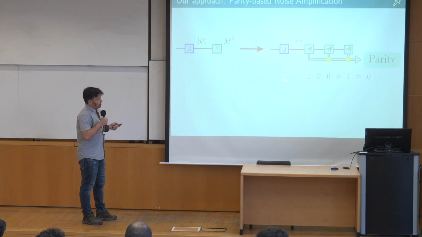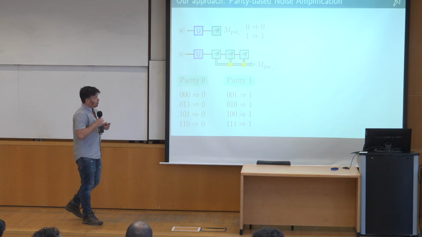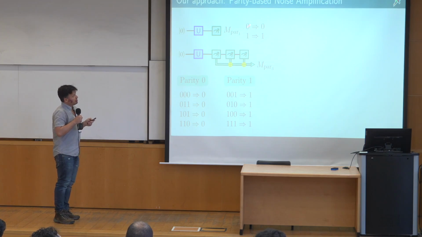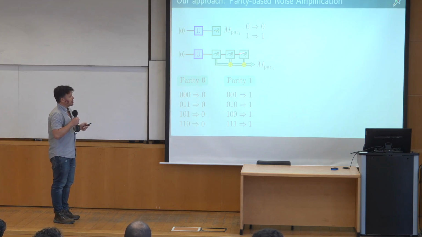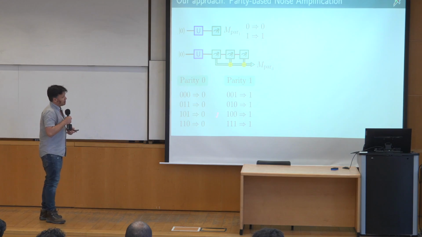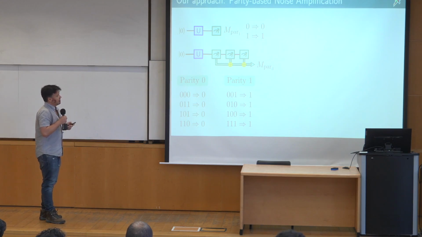So for instance, if we have the 1, 0, and 1, we do this addition modulo 2 here and obtain 0. That will be the effective result of this measurement, of this scheme. If we have only 1 measurement, the parity will be the result itself. If we have 3 measurements, then these will be the results. So that's how it works. But why is this useful?